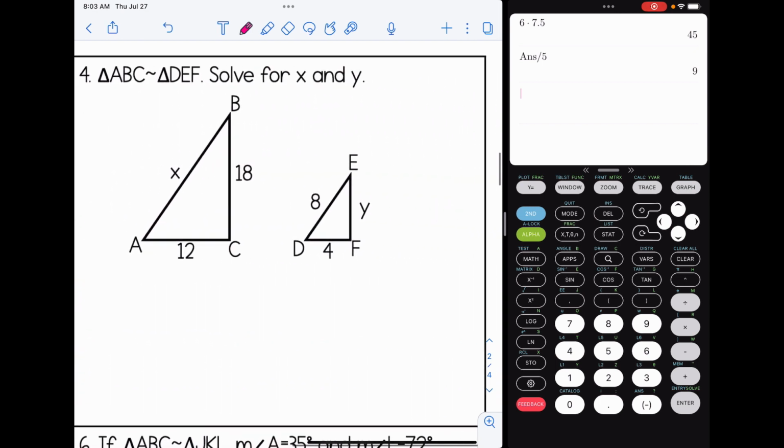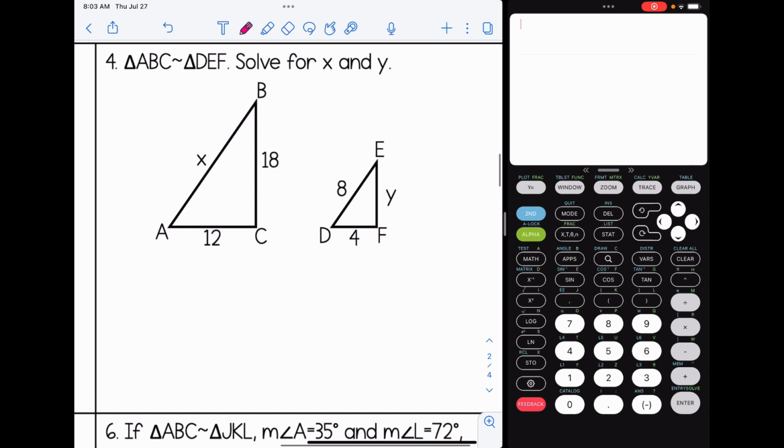All right, number 4. Triangle ABC is similar to DEF. Solve for x and y. So we're going to solve for them independently. So let's do x first.